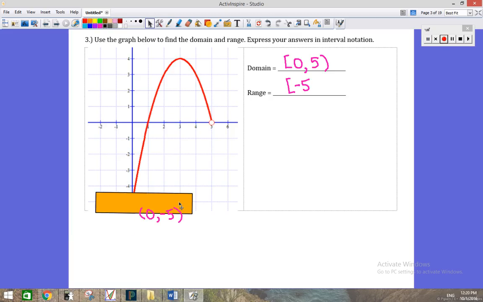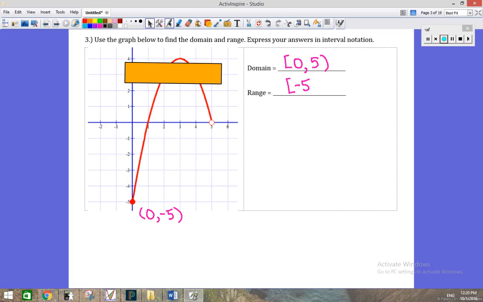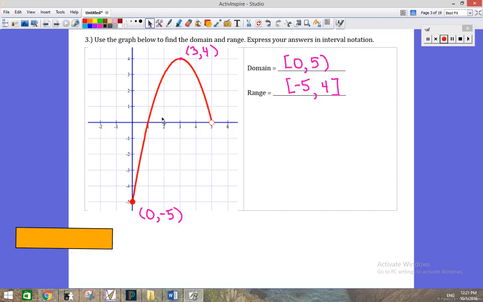As I move up, I'm looking at every point on the graph, the y coordinate, and it goes all the way up to this vertex where the x coordinate is 3, but I'm interested in the y coordinate for the range. Since it's a solid dot, it's passing through there, so this must be a closed bracket. So there's our domain and our range for this graph.